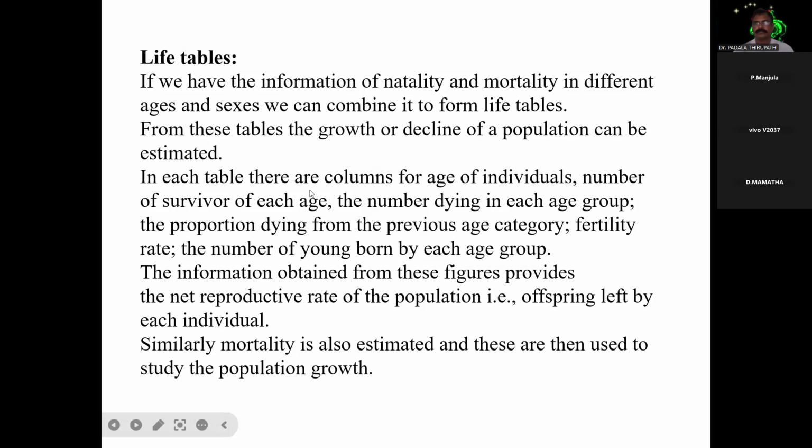In each table there are columns for the age of individuals, the number of survivors at each age, the number dying in each age group, the proportion dying from the previous age category, the fertility rate, and the number of young born by each age group. So we can know this information. The information obtained from these figures provides the net reproductive rate of the population, that is the offspring left by each individual. Similarly, mortality is also estimated, and these are then used to study population growth.